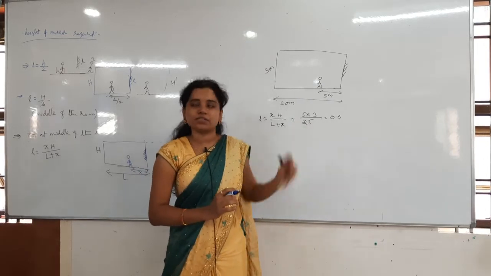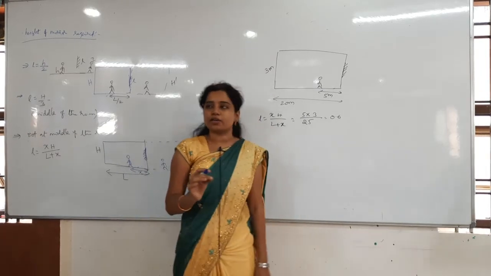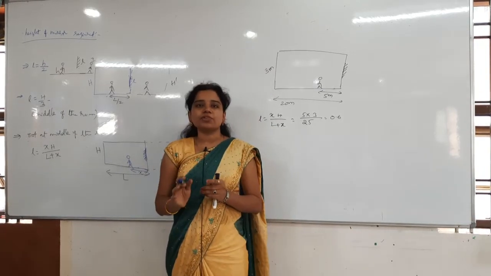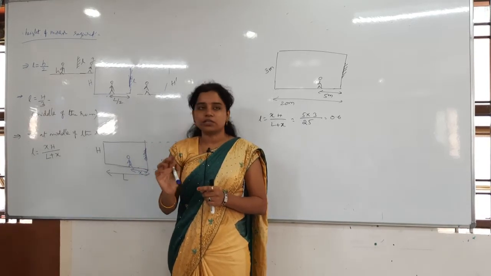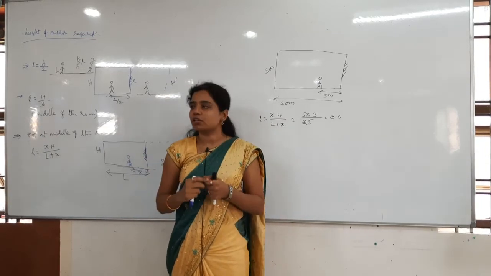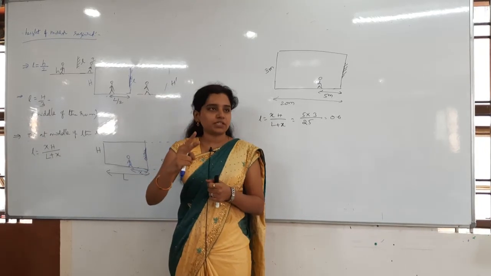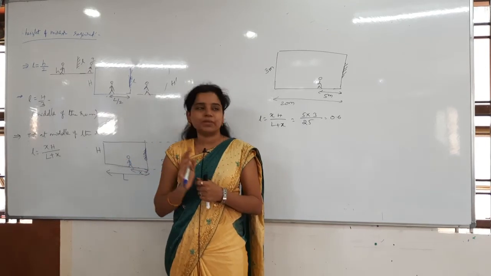Wall is the object and the man is the observer. So what you have to do is always draw the ray diagram first. Two or three rays are the minimum required. You have to take the 2 incident rays exactly at the edges of the mirror. One more is in the middle, obviously.